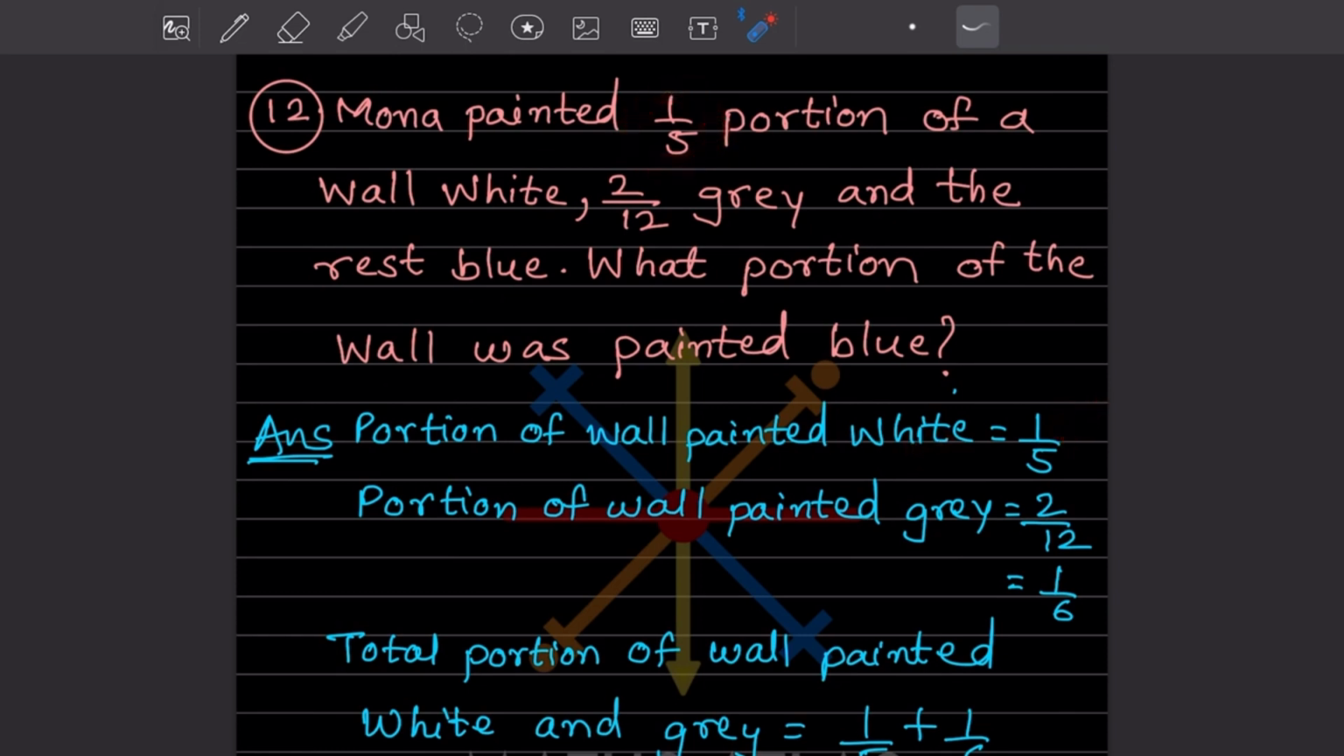Now portion of the wall painted grey. The second one, we will go here. What is that? That is 2 by 12. So you will write 2 by 12. And this 2 by 12 you can also simplify. You can make it small, or you can keep it as it is. 2 ones are 2, 2 sixes are 12, that is 1 by 6.